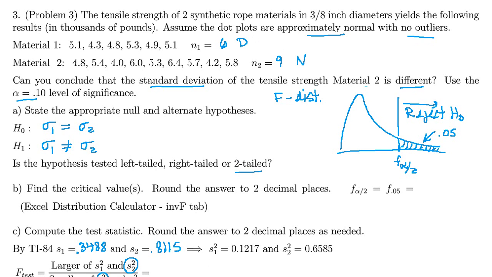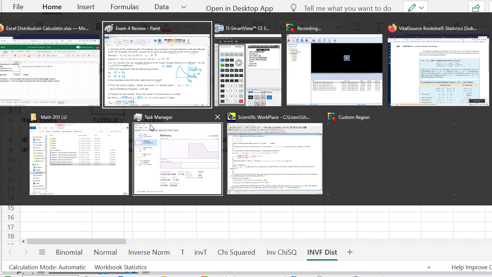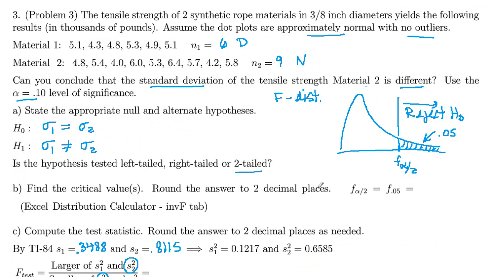So go back to our distribution calculator, and our numerator sample size is 9. 9 minus 1 is 8, our degrees of freedom. And then our denominator sample size is 6. 6 minus 1 here is going to be 5 degrees of freedom. And 4.818, so 4.82, will be our critical value.